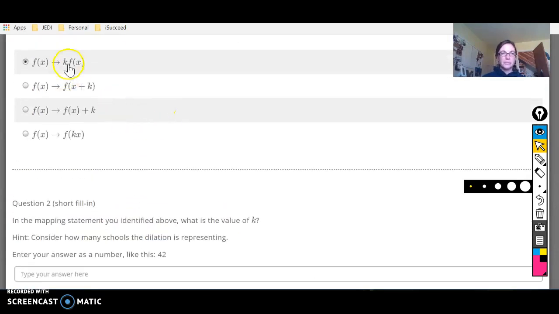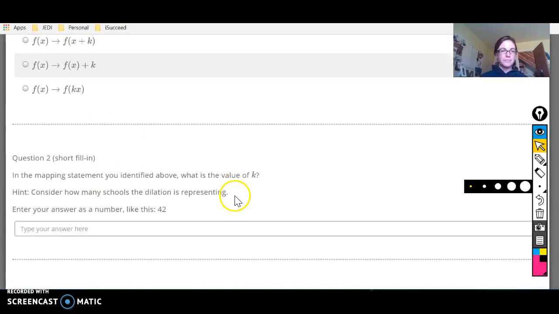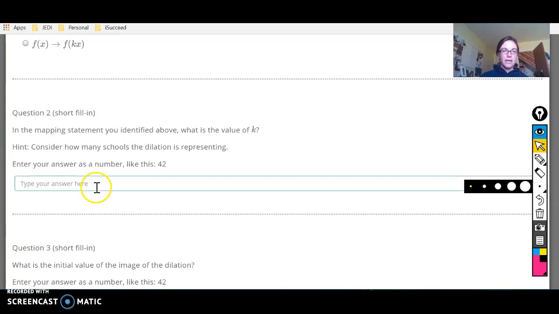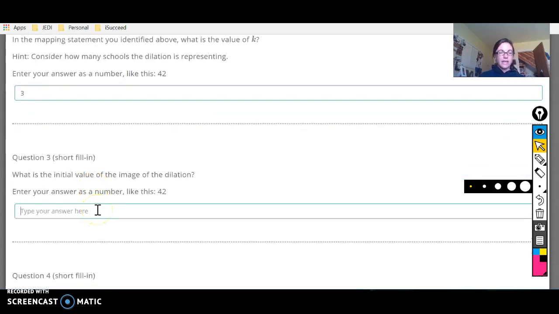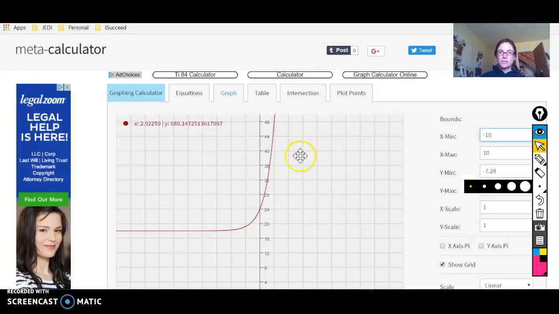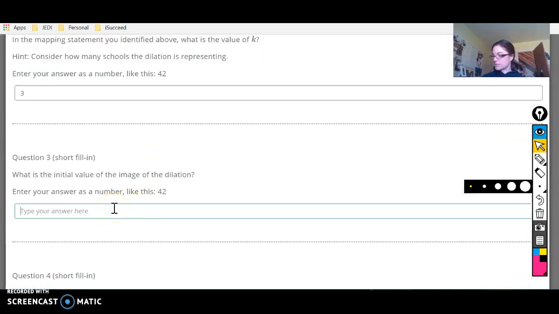We identified that we were multiplying the entire function by 3. In the mapping statement above, what is the value of k? We identified that because we're dealing with 3 schools, we're multiplying it all by 3. Okay, what is the initial value of the image of the dilation? This is like the post image, and what we decided over here was that that initial value is 24, which is 3 times 8. So again, that totally makes sense. And I'll just type in 24.